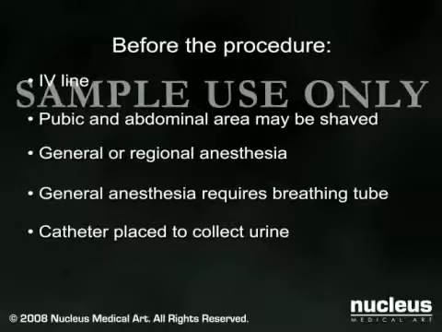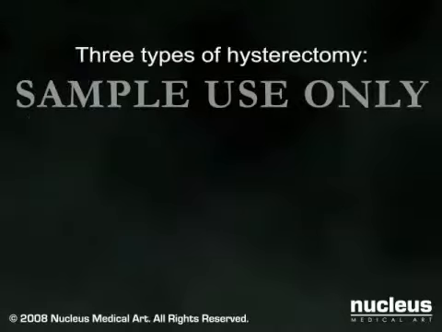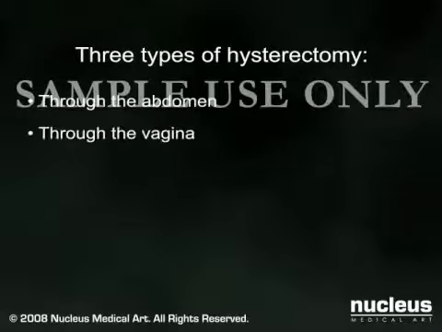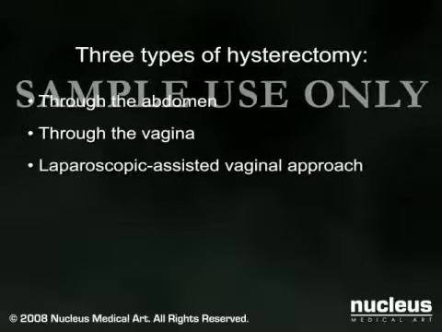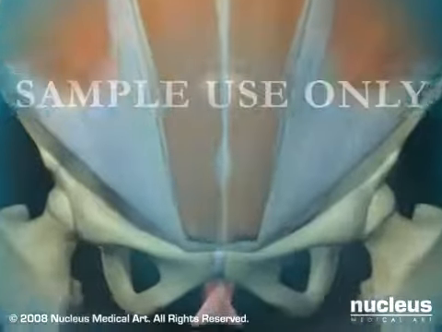A hysterectomy takes about 1 to 3 hours. There are 3 main ways to perform this surgery: through the abdomen, through the vagina, or using a laparoscope to assist a vaginal approach. For an abdominal hysterectomy, your surgeon will make an incision in your lower abdomen.